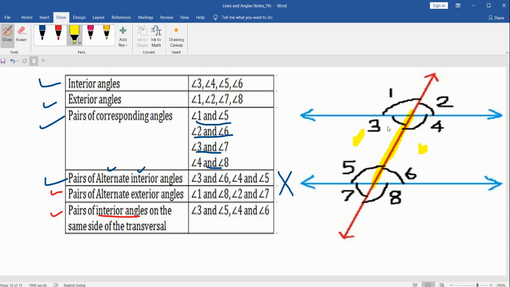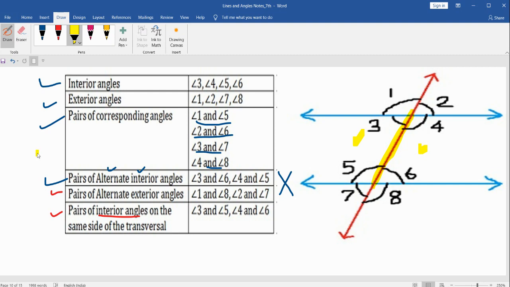This is your transversal, and we consider either side of it, like 3 and 5. Naturally, they are a pair, they are interior angles, and they are on the same side of the transversal. So they are pairs of interior angles on the same side of the transversal. Similarly, we have 4 and 6 on the other side. Even they are pairs of interior angles on the same side of the transversal. These are the angles formed by a transversal.